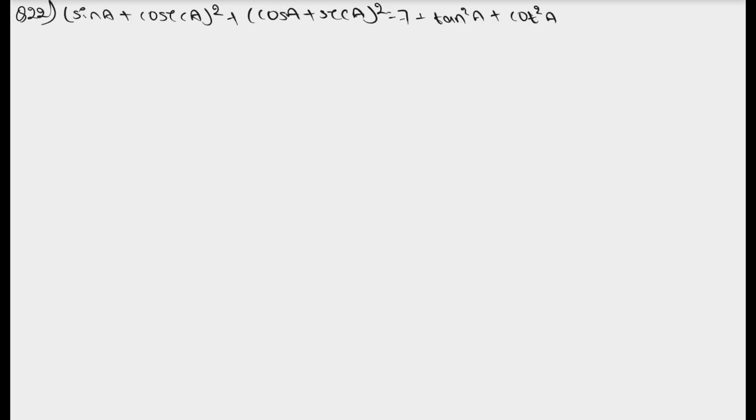Next question number 22 we have. Here it is in the form of A plus B whole square. Let's expand that in the form of A square plus B square plus 2AB. We'll get it as sin square A plus cosecant square A plus 2AB, that is 2 sin A into cosecant A. And this also we have to expand that in the form of A plus B. We'll get cos square A plus secant square A plus 2 cos A into secant A.